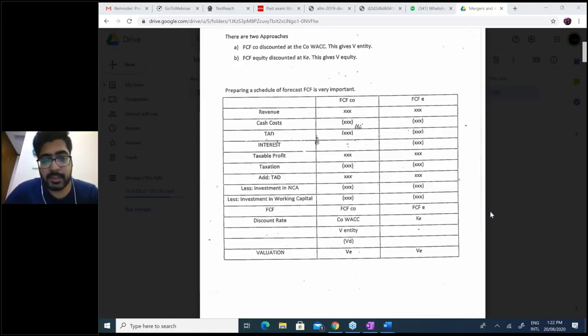Value of entity means the whole entity's value, including debt. Now, Raqib Zaman, your question is very good. I will just explain it after 2 minutes.